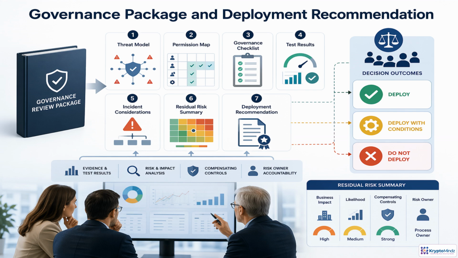The governance package turns the technical build into an accountable deployment decision. Include the threat model, permission map, checklist, test results, incident considerations, residual risk summary, and recommendation. The key is traceability. If risk remains, explain the business impact, likelihood, compensating controls, and named owner.